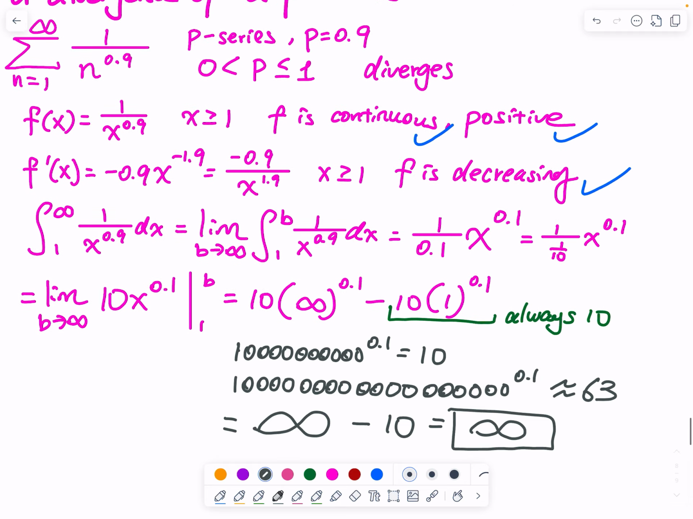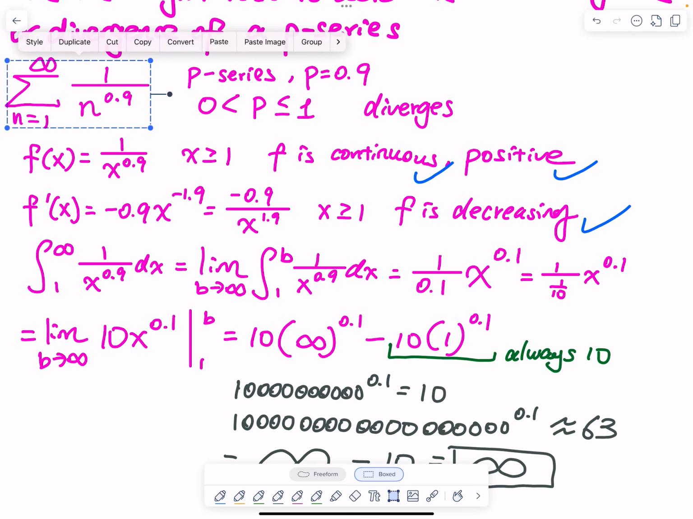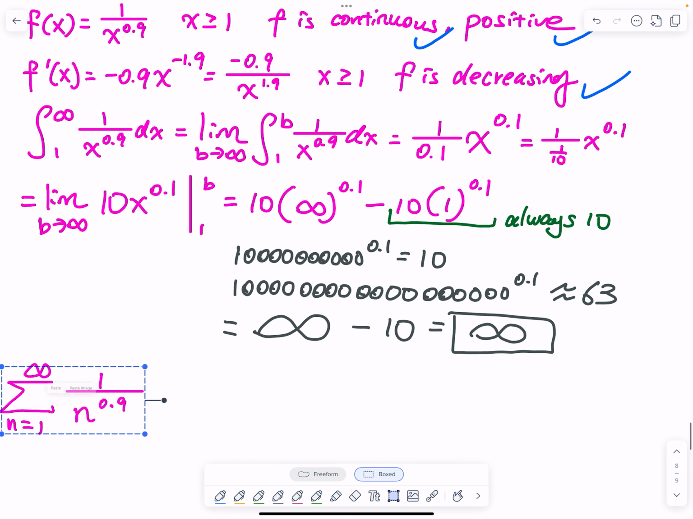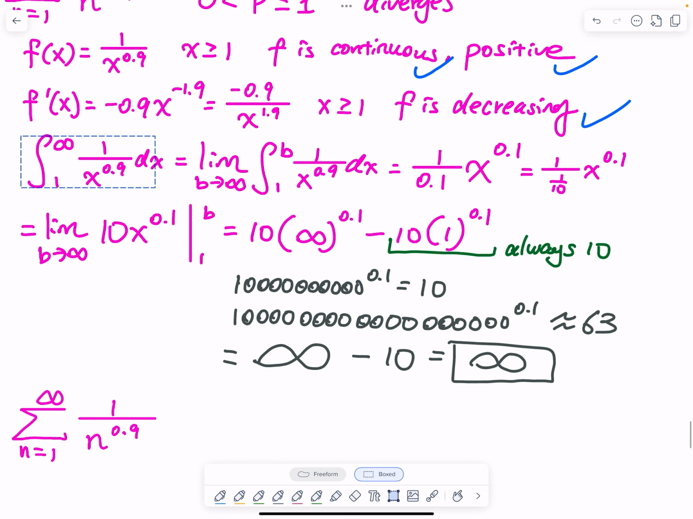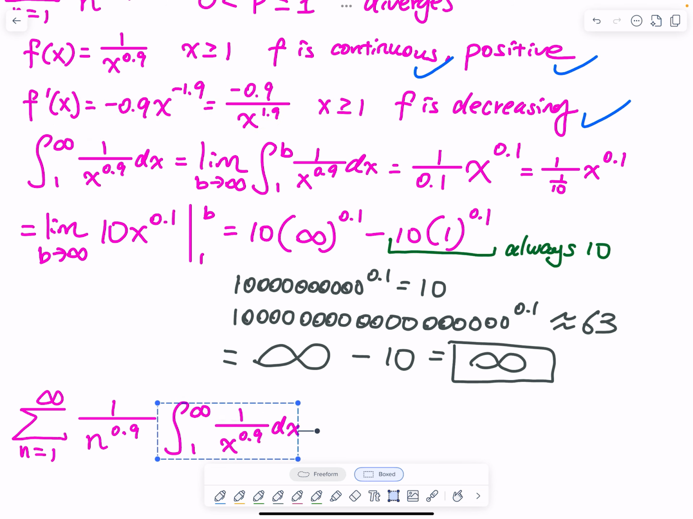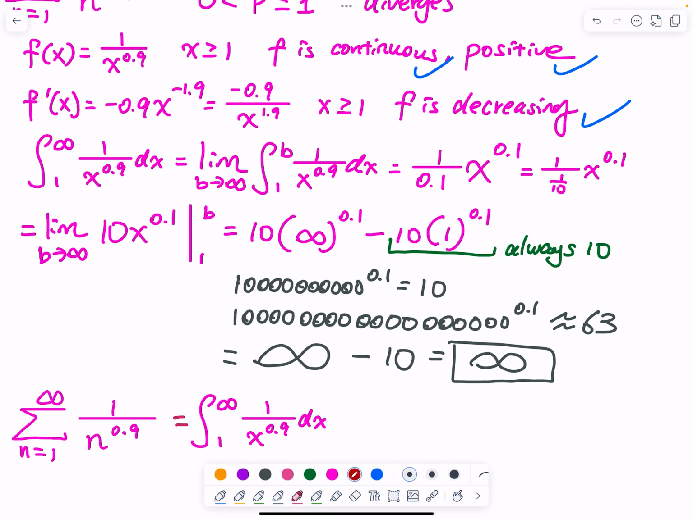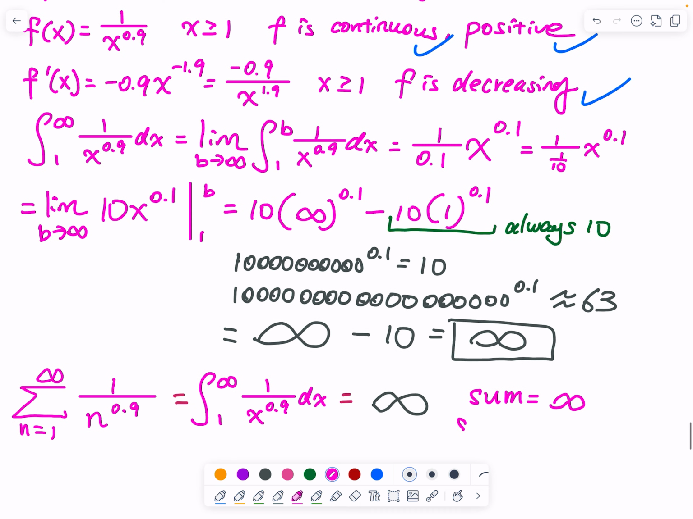What does that mean? That means this series equals this integral, and this integral equals infinity. So the area under the curve from 1 to infinity is infinity, or you can say the sum is equal to infinity. Therefore, the series diverges. That is the end of this problem.